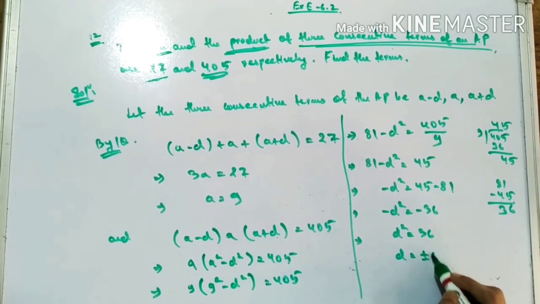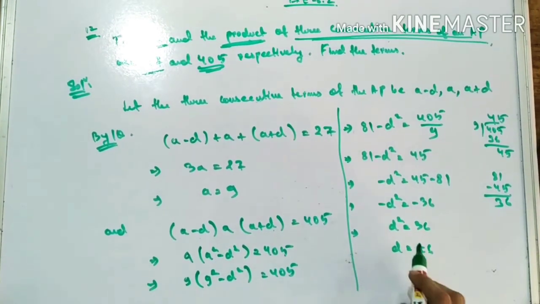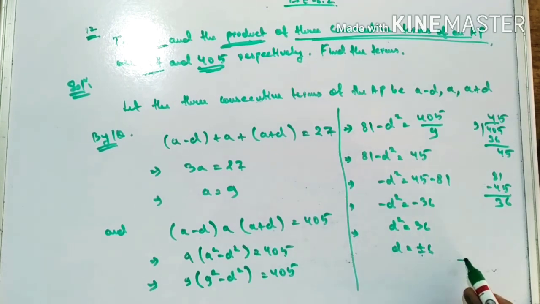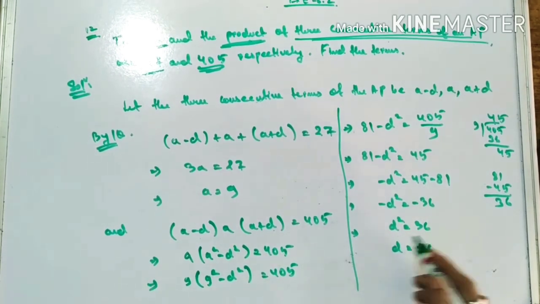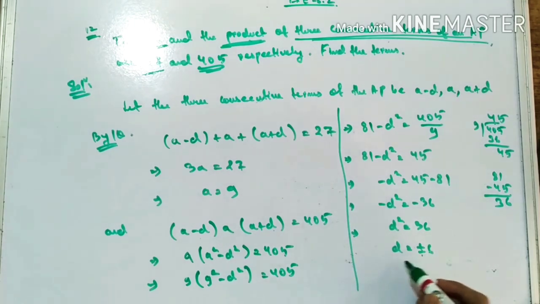D is equals to plus minus 6 I will get. Since square has two values, d is equals to plus minus 6. Yes, d square is equals to 36. I have already told you, the square root has two values, plus minus. One is positive 6, another one is negative 6. Understand? So now in here d is equals to plus minus 6 I will get.